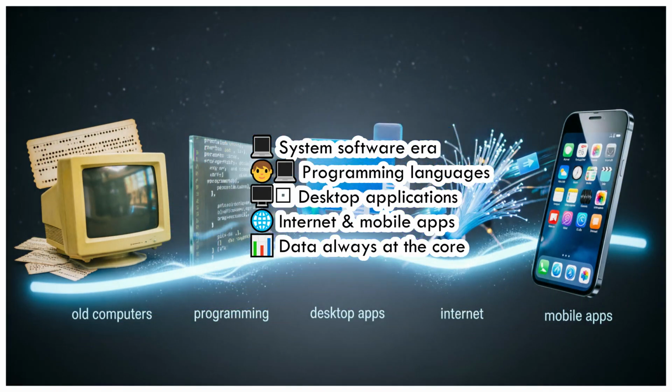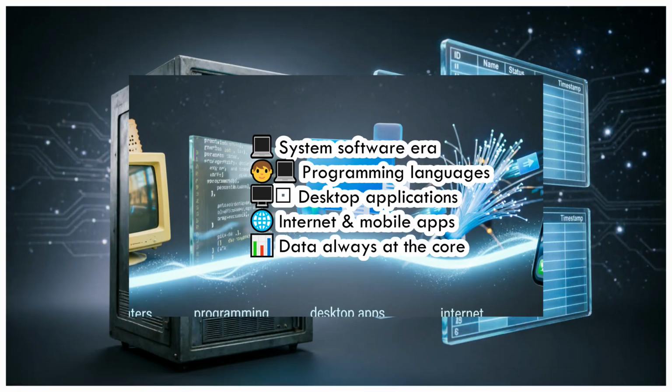The journey of data processing started long ago. First came system software like operating systems, followed by programming languages like C++ and Java. Later, desktop applications, websites, and mobile apps evolved. But behind all of this, data processing remained the core.